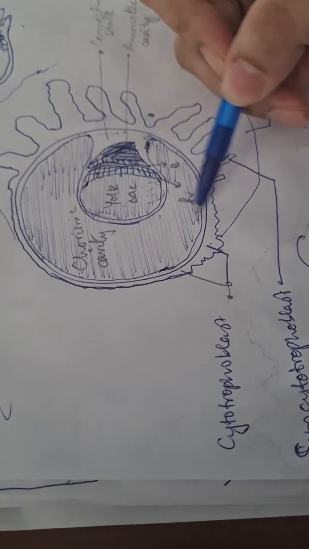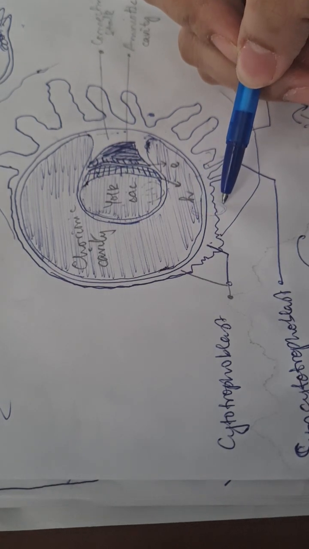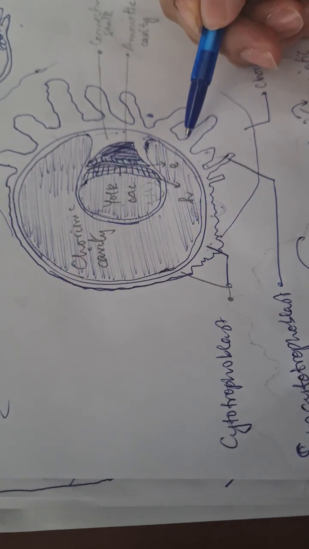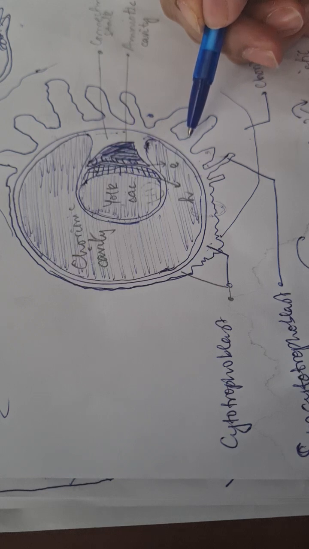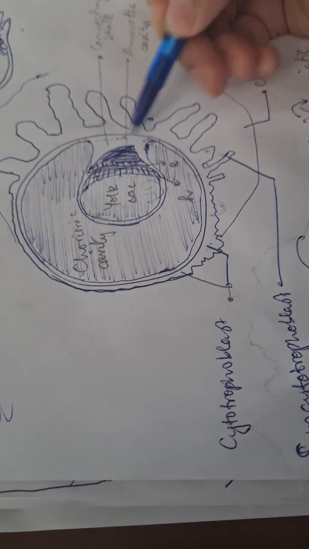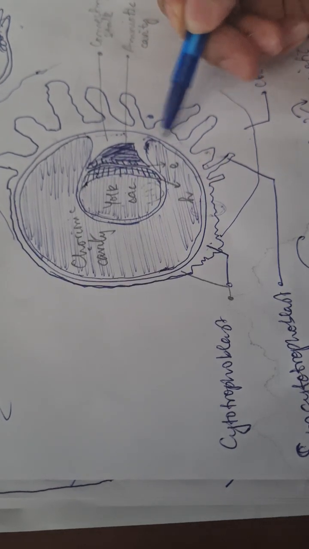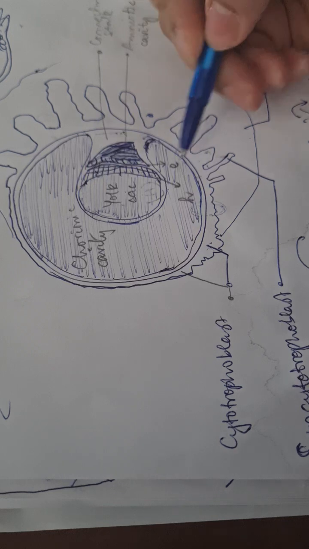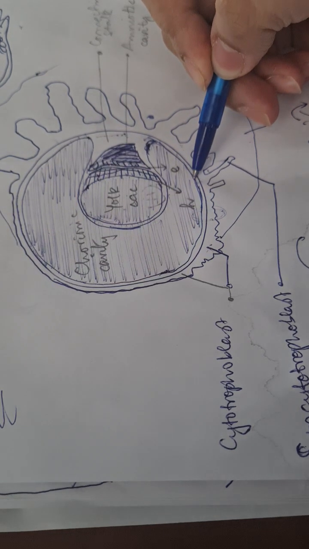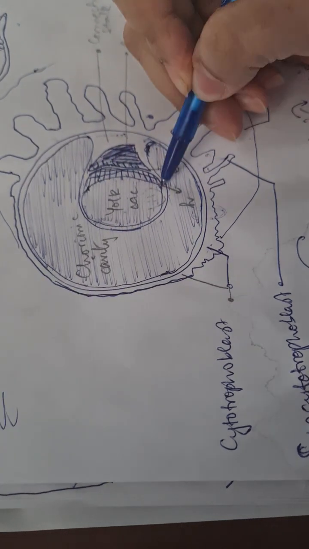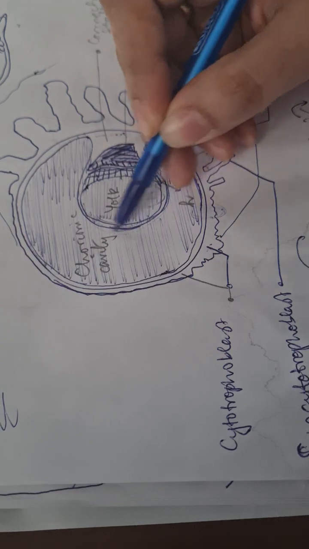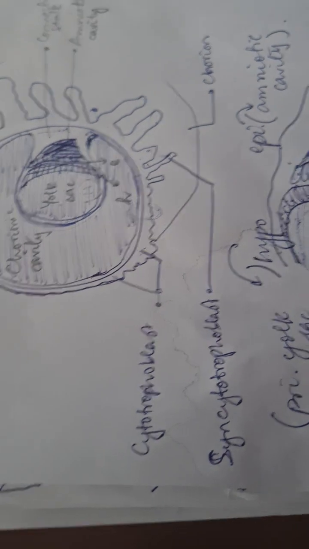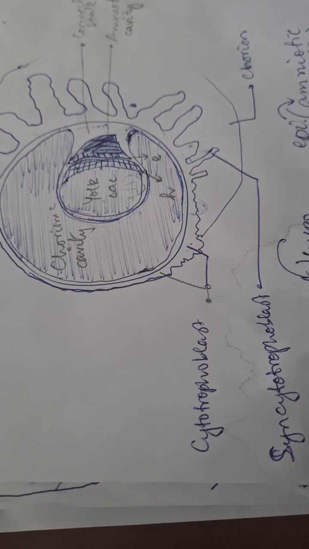The extraembryonic somatic mesoderm is the layer that is going to line the cytotrophoblast, the syncytiotrophoblast, and the connecting stalk. So all these three things are lined by this, the extraembryonic somatic mesoderm. The other one, the extraembryonic visceral mesoderm, is going to line the yolk sac. In future this is going to form the blood in the fetus, the fetal blood.